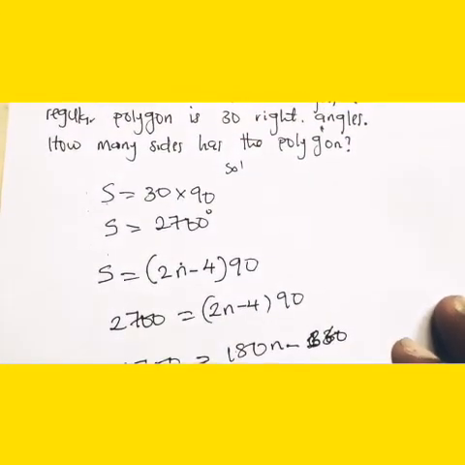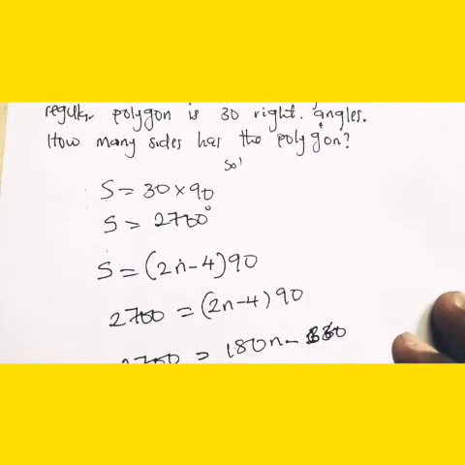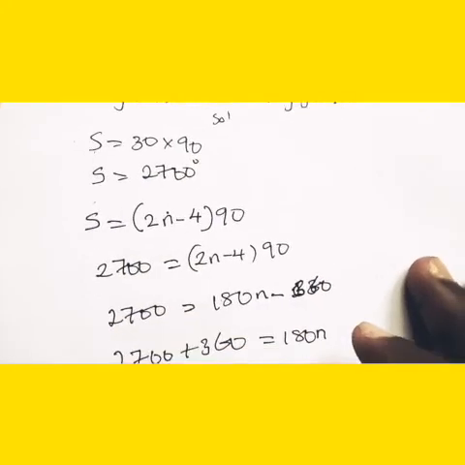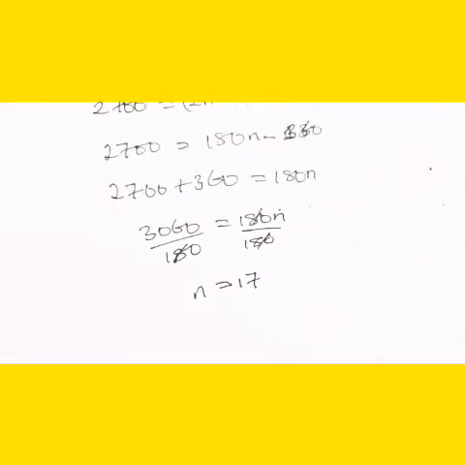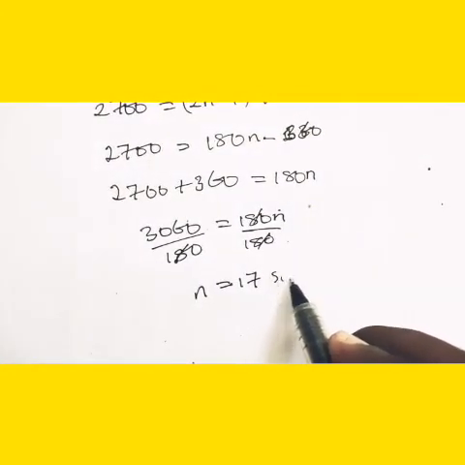So since the sum is 30 right angles, the number of sides of the polygon is 17. The polygon has 17 sides.